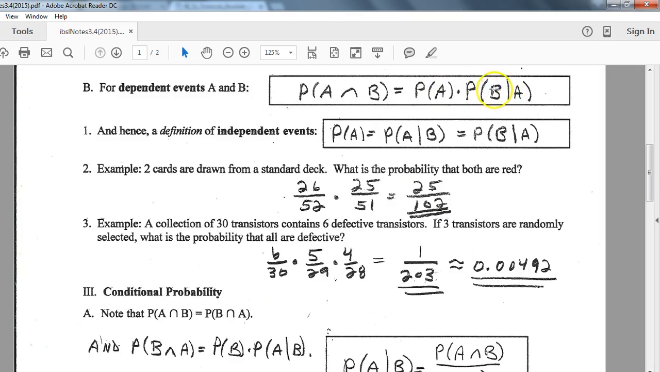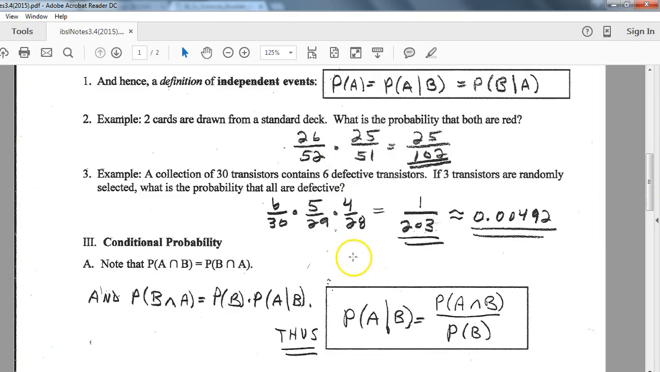The second event is the probability of the second event happening given that the first event happened. So this is now the probability of getting another red card given that I got a red card on the first pick. And so that's what they're trying to tell you with that formula. But like I said, the logical approach is going to be best.